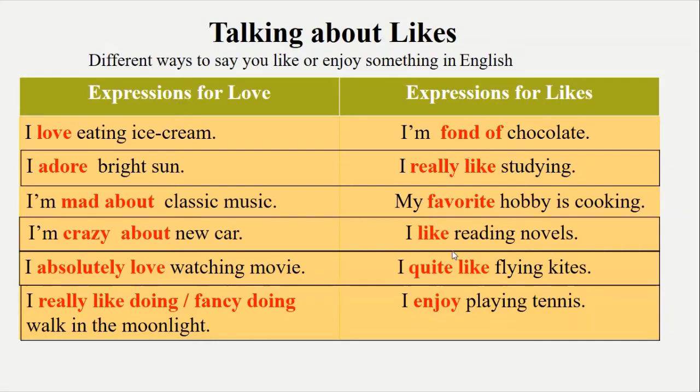I love eating ice cream. I adore the bright sun. I'm mad about classic music. I'm crazy about new cars. I absolutely love watching movies. I really like doing, or fancy doing, a walk in the moonlight. You can use really like doing or fancy doing in any expression for expressing your great feeling of happiness for any kind of activity.